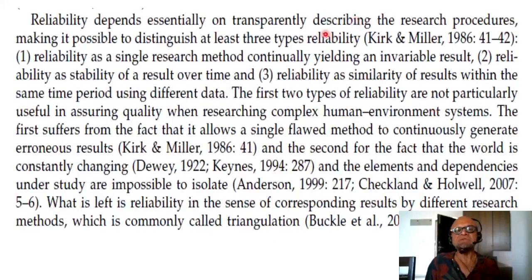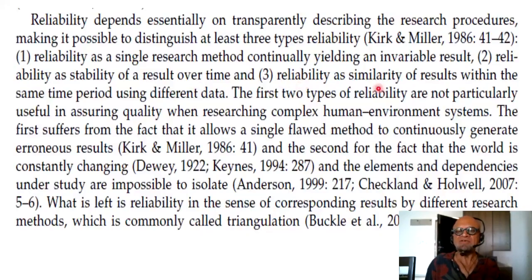Reliability depends essentially on transparently describing the research procedures, making it possible to distinguish at least three types of reliabilities. Reliability as a single research method, continually yielding an invariable result. So anybody who follows the methodology will come up with the same result. Reliability as stability of a result over time, so that even if you do the same experiment again and again over time, same person, same methodology, you will get the same result.